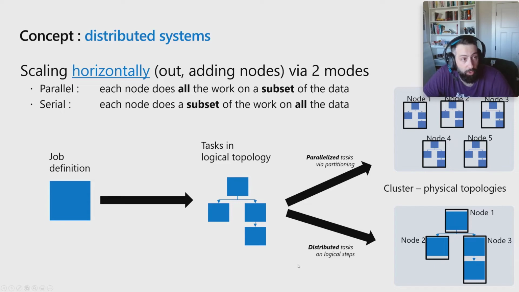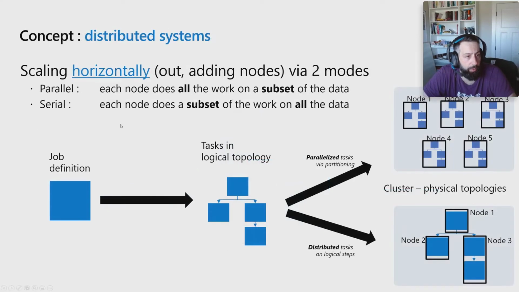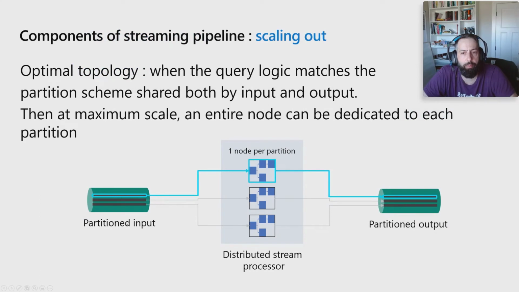So that's kind of the two modes. This one is partitioned. This one, we distribute the tasks. For us, for Stream Analytics specifically, the optimal topology, so the best way to scale out, is to do it via partitioning. So the one at the top, the one where we distribute the whole query and split the data. And we do that by partitioning.